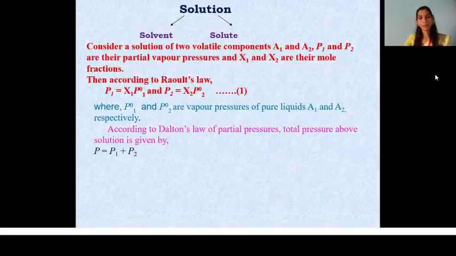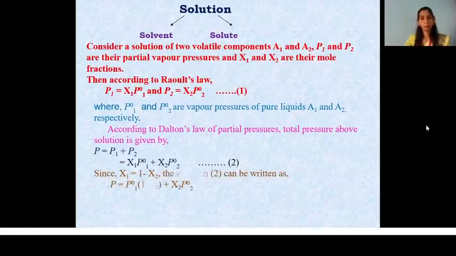According to Dalton's law, the total pressure, that means the pressure on the solution, is equal to the partial vapor pressure of liquid A1 plus the partial vapor pressure of liquid A2. That means P is equal to P1 plus P2. From equation number 1, we write X1 P01 plus X2 P02.